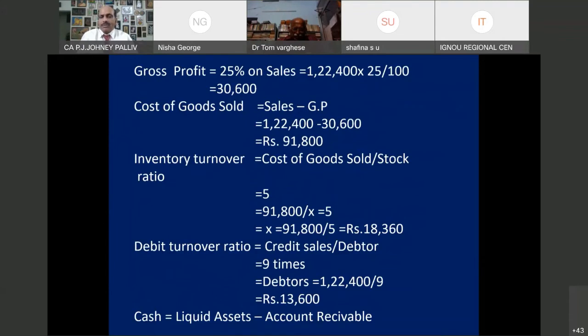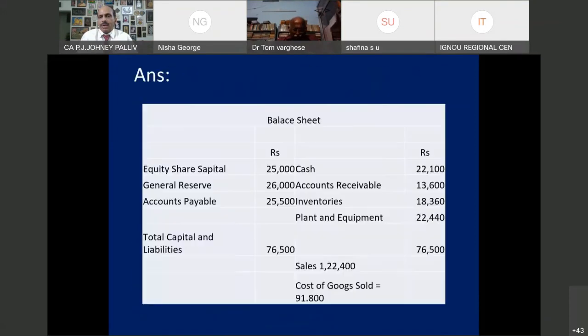You got debtors? What is the amount of debtors now? 13,600. So, you have put account receivable. They are called debtors. 13,600. Is it clear?